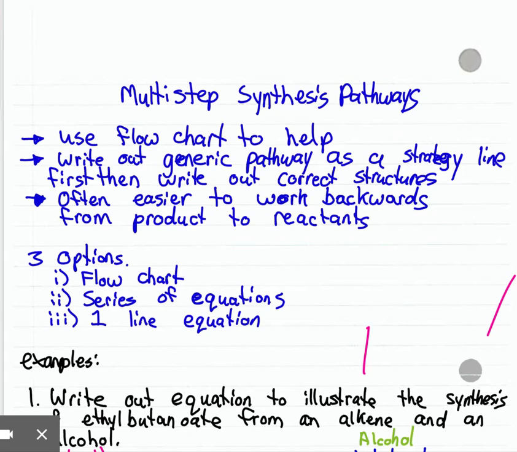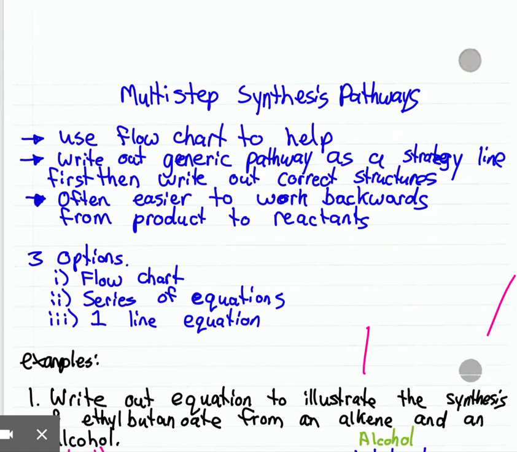I have a couple hints for you. When you are doing a multi-step synthesis, often using a flow chart to help is a good thing to think about. Sometimes we can write out a general pathway as a strategy line first, and then write out the correct structures just to get your thinking going. Just like we do in the stoichiometry in our math, where we plan out our equations first, same thing here. And often it's easier to work backwards from product to reactants.